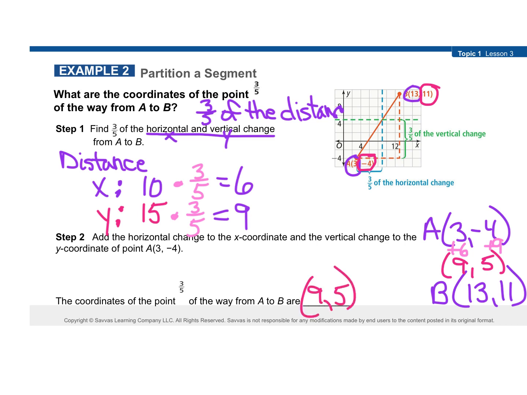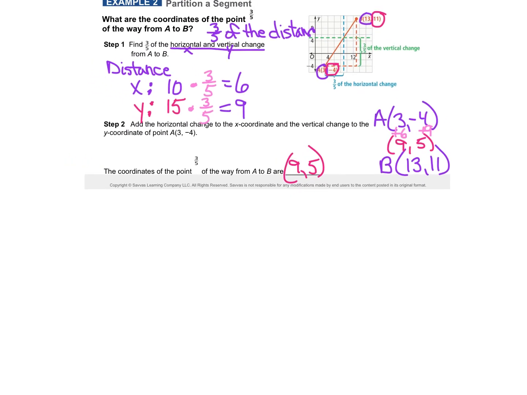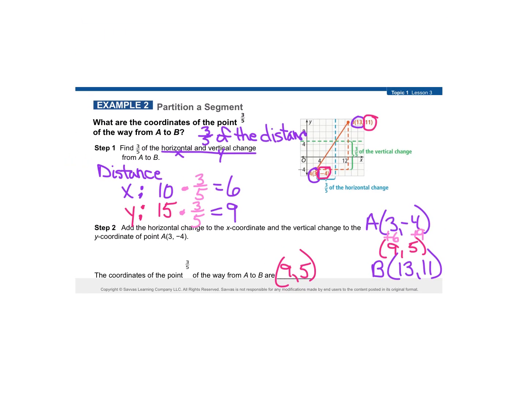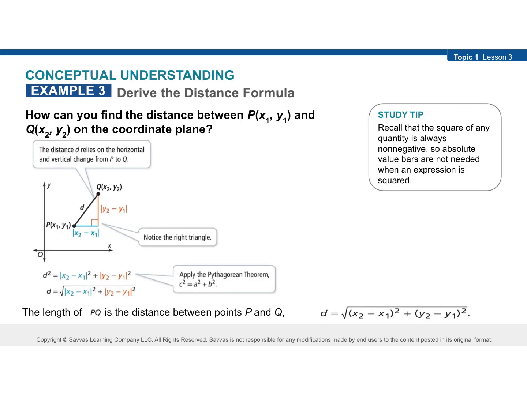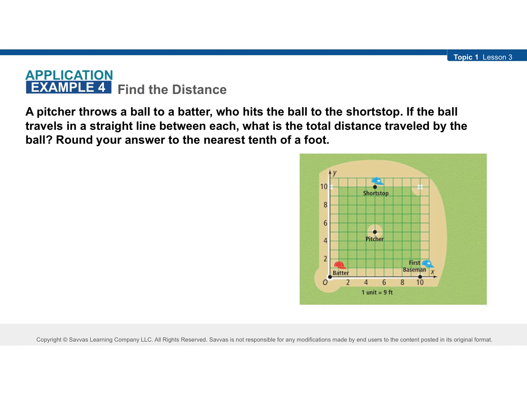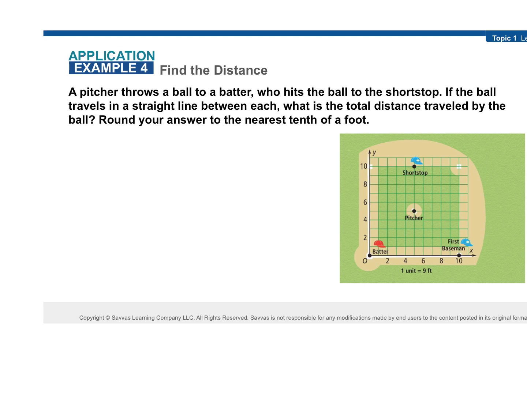Now I'm not doing any more of these in the video. I will do more of these and talk about these here in class tomorrow, because this is the hardest part of this section. I'm also not going to talk anything about this one. All right, the copy didn't do so well. It's a little dark. But it says a pitcher throws a ball to a batter who hits the ball to the shortstop. If it travels in a straight line, what's the total distance traveled?